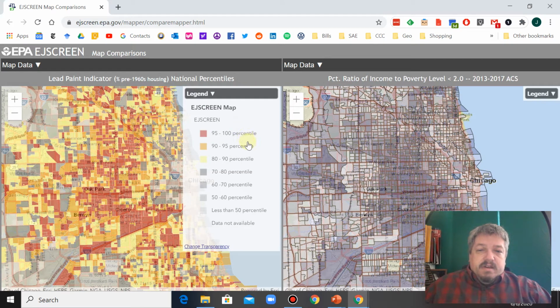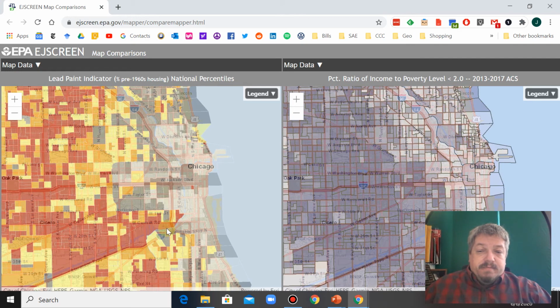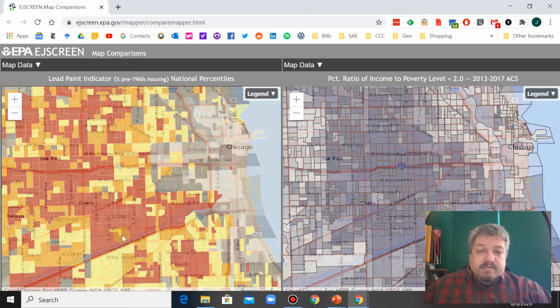So, the darker the red, the more the housing is old. And older housing tends to have lead paint. So let's really zoom in. Okay. Right here. High concentration.